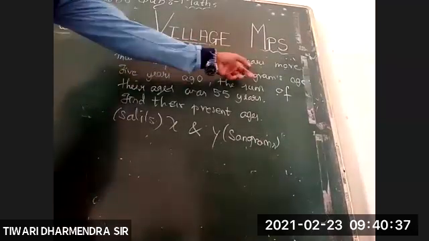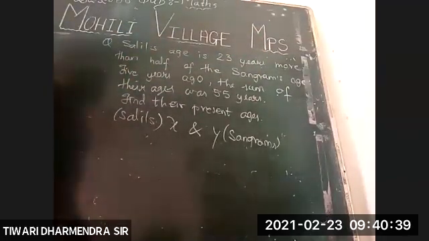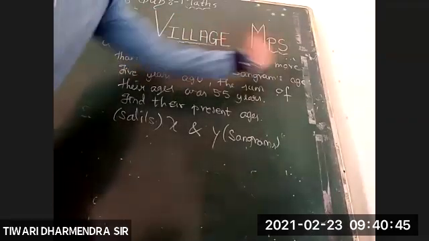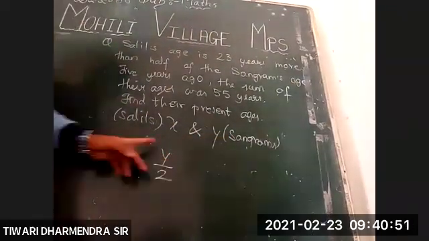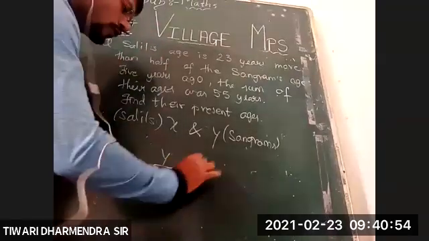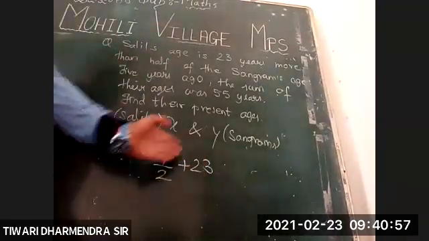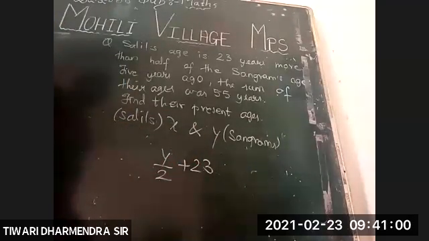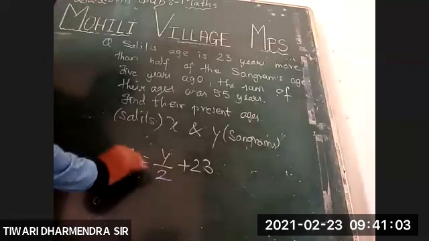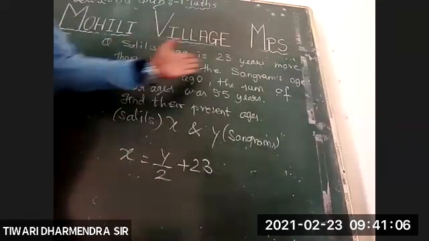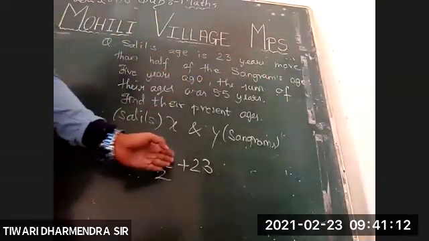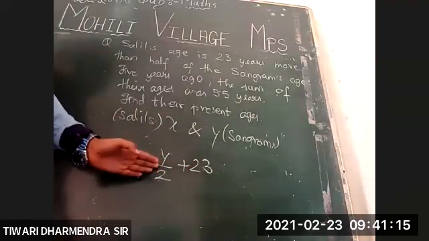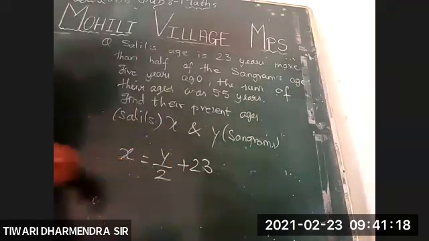According to the condition, Salil's age is 23 years more than half of Sangram's age right now. The current age of Sangram is y, half of Sangram's age is y by 2, and if we add 23 to half the age of Sangram, we get Salil's age, which is x. Hope you have understood. 23 years more means just adding 23 to half the age of Sangram.